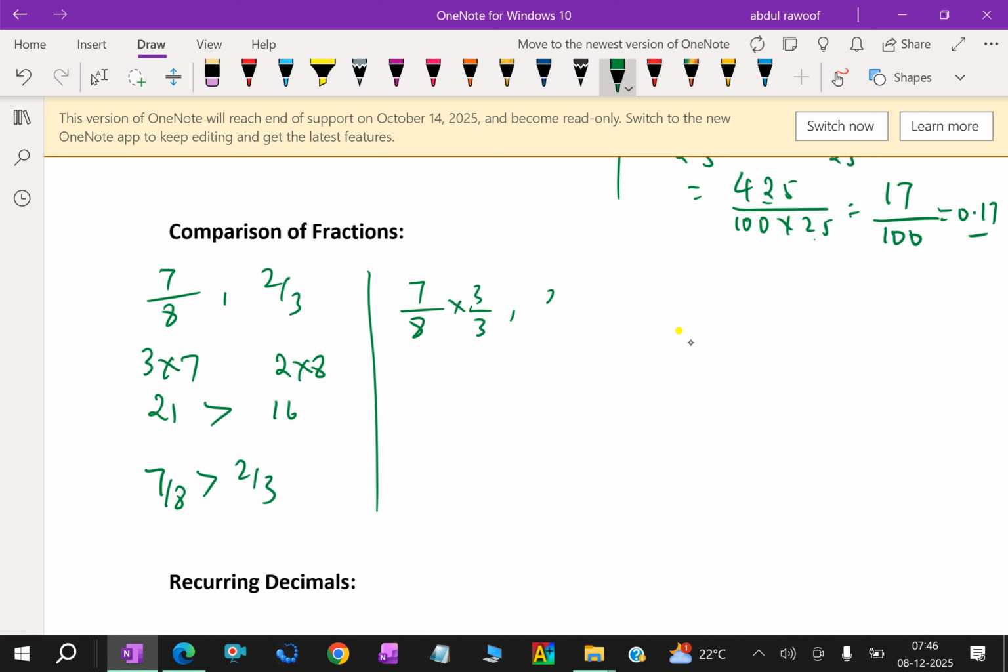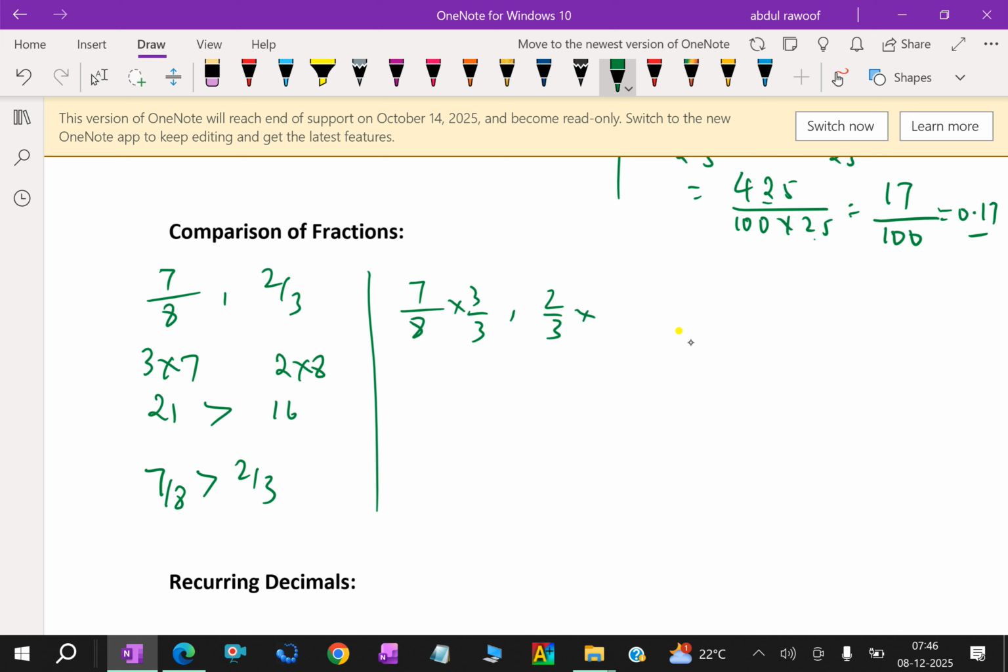And 2 over 3, the LCM of 3 and 8 is 24. For 7 over 8, in 24, how many 8s are there? 3. So 3 is multiplied by 3.